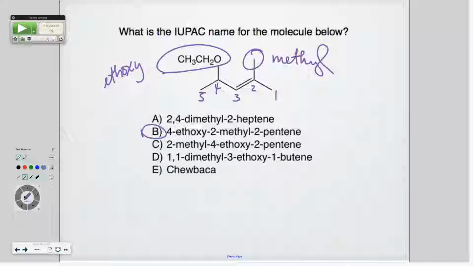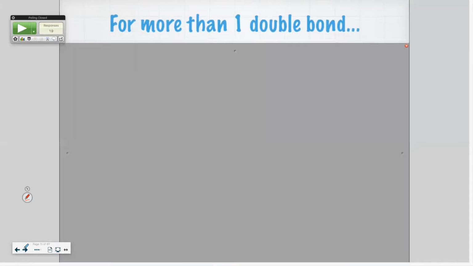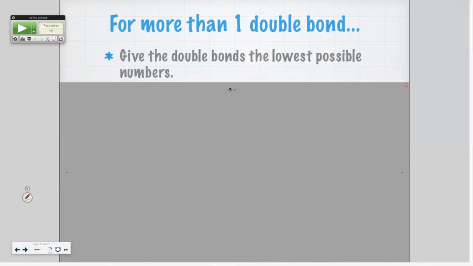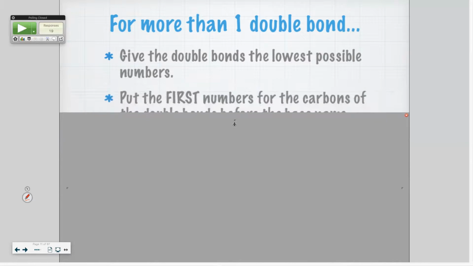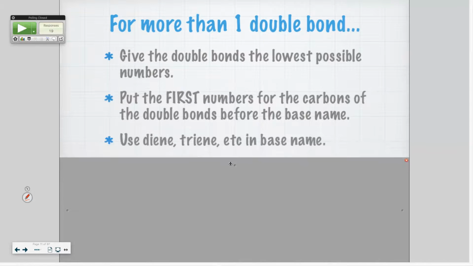When you pick your base chain, sometimes it helps to circle it or highlight it, so you know those carbons are taken care of. Okay, what do we have left? We have this left and this left to put into our name. Does that make sense? Okay, what if you have more than one double bond? Because we can do that. Give the double bonds the lowest possible numbers. Put the first numbers for the carbons of the double bonds before the base name. And you're going to use diene, triene, etc. in the base name.